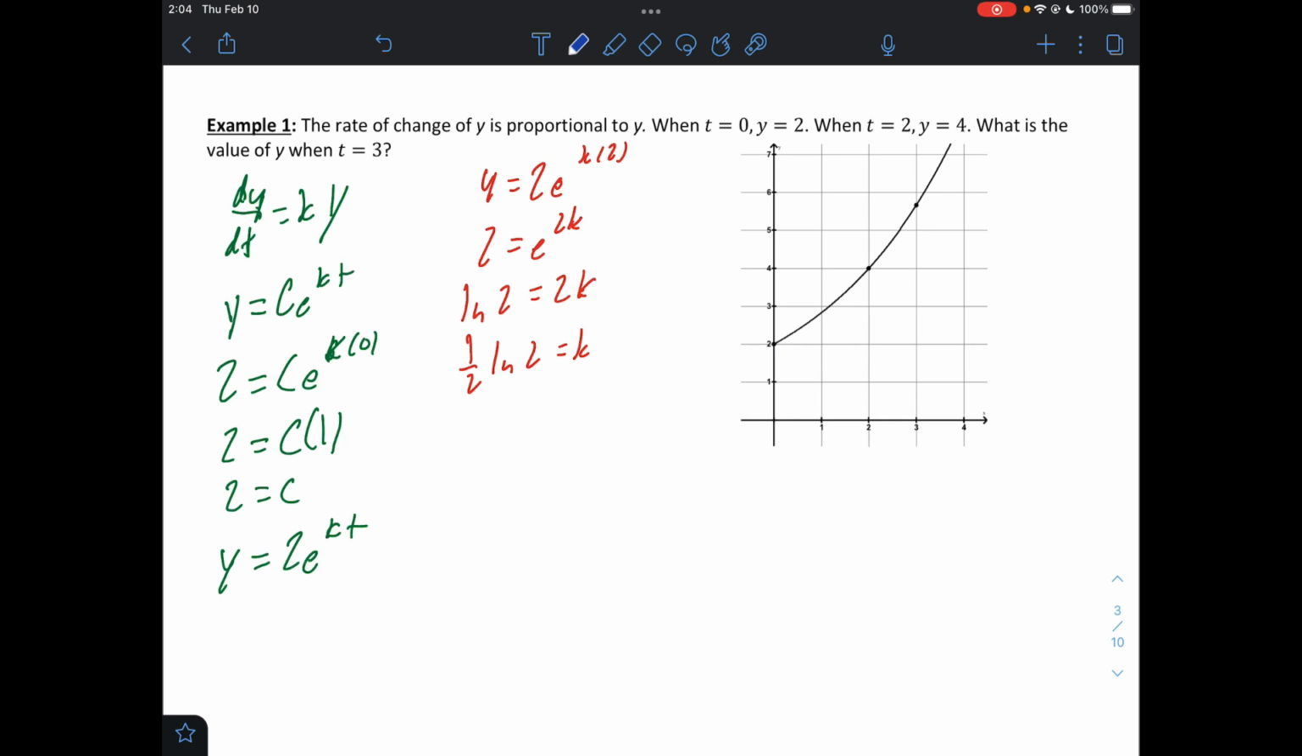All right, so now let's take what we have for c and what we have for k and put that back into our equation. So we have y equals 2e to the 1/2 ln 2 t. So this is now our equation that we can use for any other t values other than 0 and 2 to find the new y value. The question says, what is the value of y when t is 3? So we'll put 3 in there, so it's going to be 3/2 ln 2.